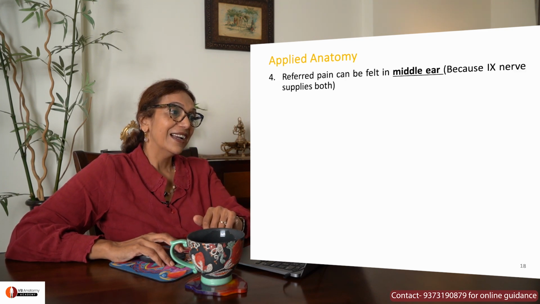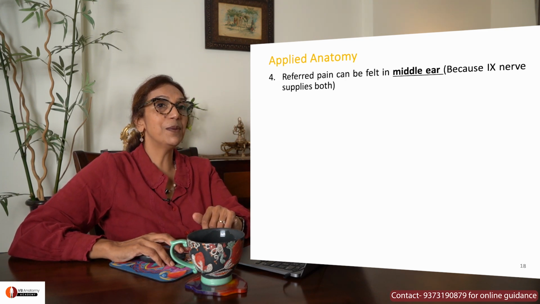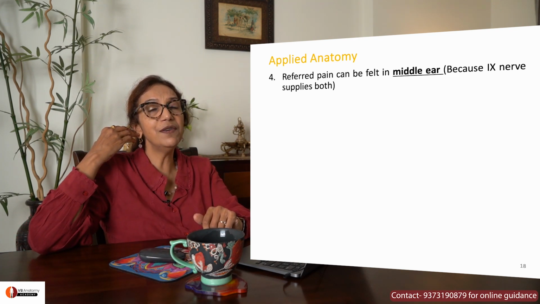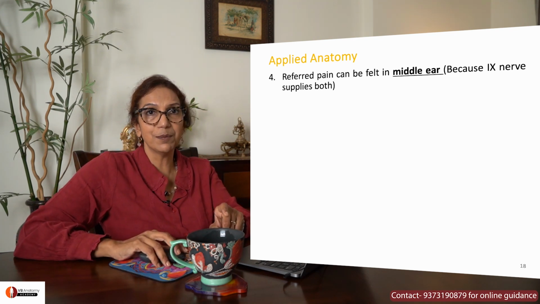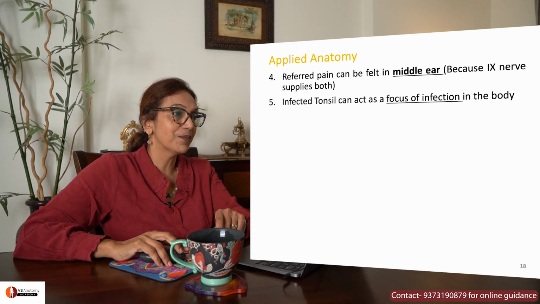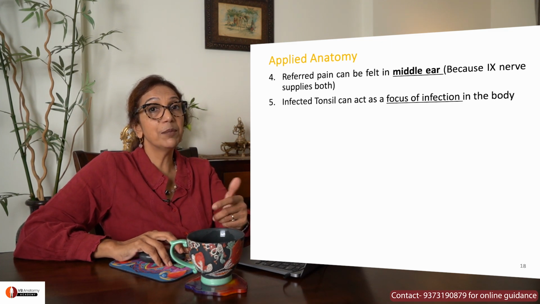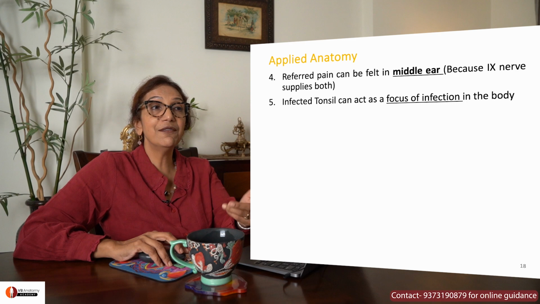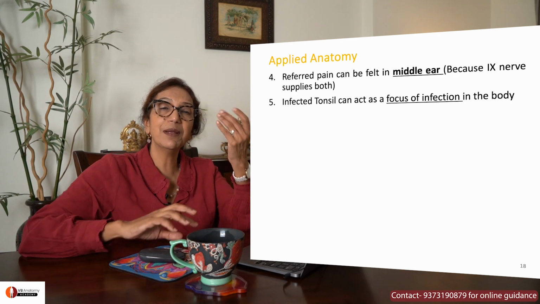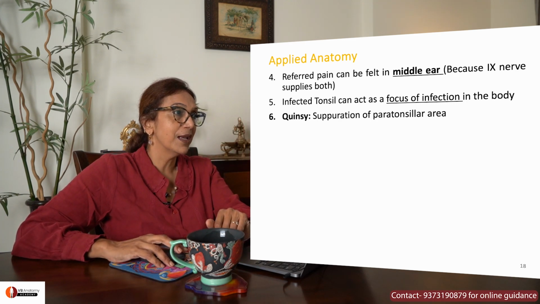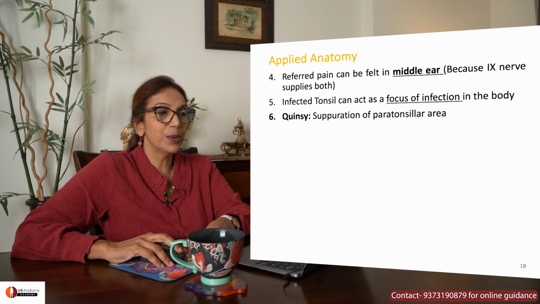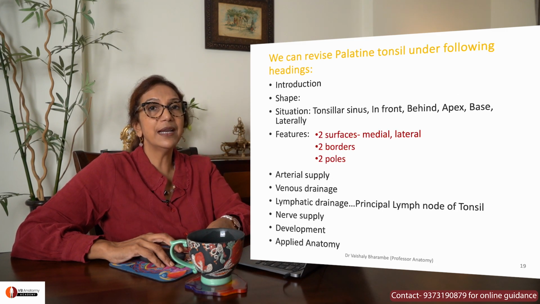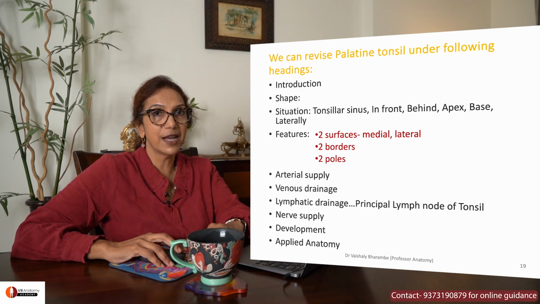Right. You can sometimes have a patient complaining of earache when he has an inflamed tonsil, again because of the common nerve supply of the glossopharyngeal nerve. An infected tonsil can become a focus of infection. The very lymphoid tissue itself can become a focus of infection. And suppuration of the paratonsillar area is called Quinsy. These are some of the applied anatomy points that are expected from an undergraduate student.